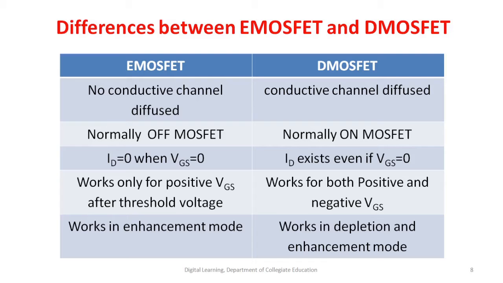Enhancement MOSFET is normally called an off MOSFET and depletion MOSFET is called an on MOSFET. In enhancement MOSFET, drain current is 0 whenever gate to source voltage is 0. But in depletion MOSFET, drain current exists even though gate to source voltage is 0. Enhancement MOSFET works only for positive gate to source voltage after the threshold voltage, but the depletion MOSFET works for both positive and negative gate to source voltage.